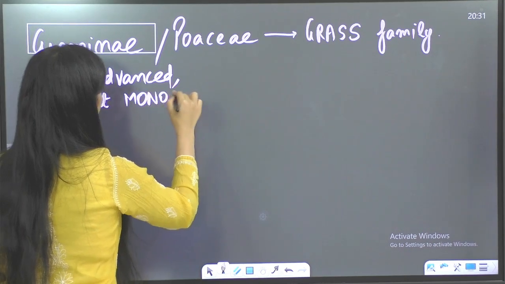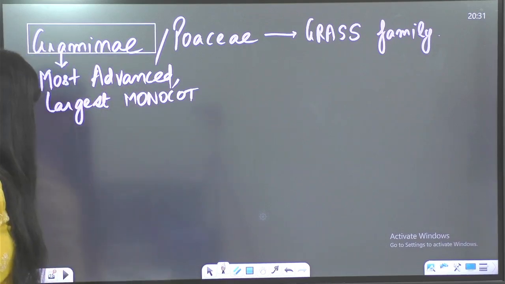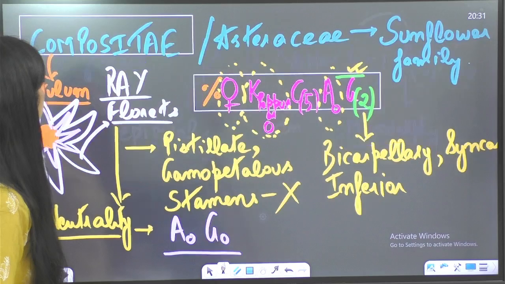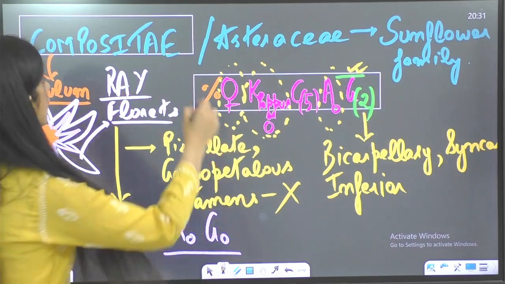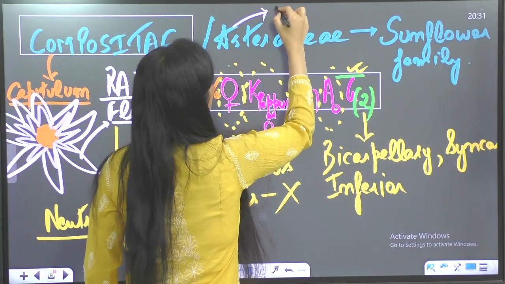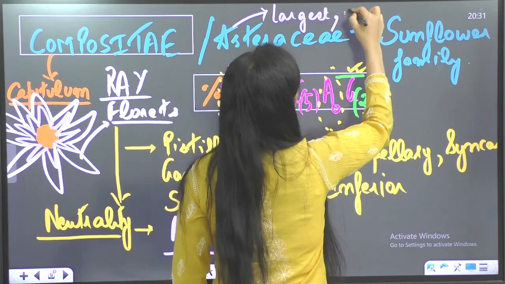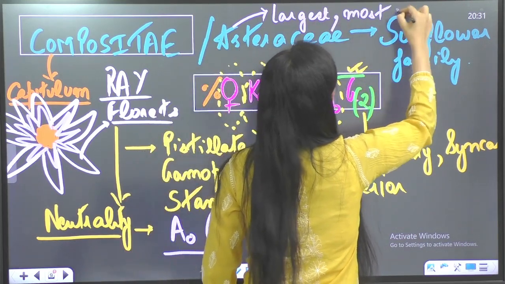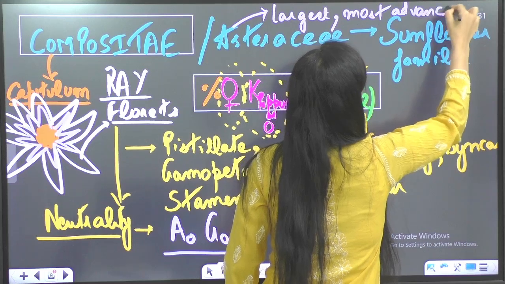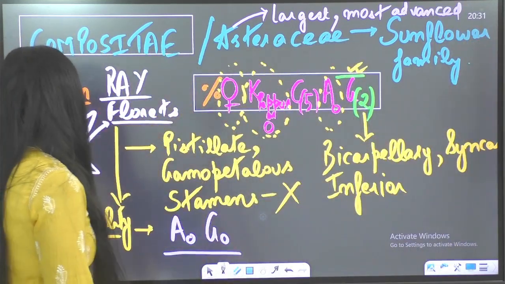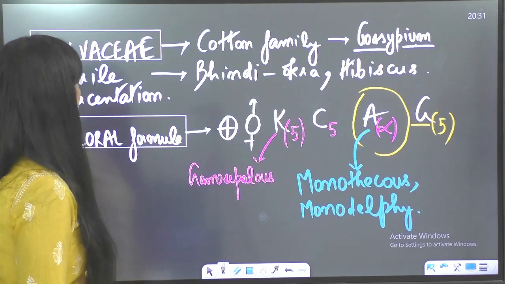So for Compositae, did we write this here? Look, you need to add this here. Compositae, Asteraceae, I want you to write: largest dicot and most advanced dicot family. Okay? Very good. Now we move on.